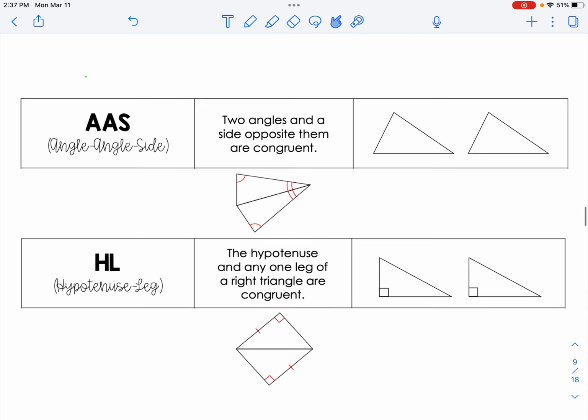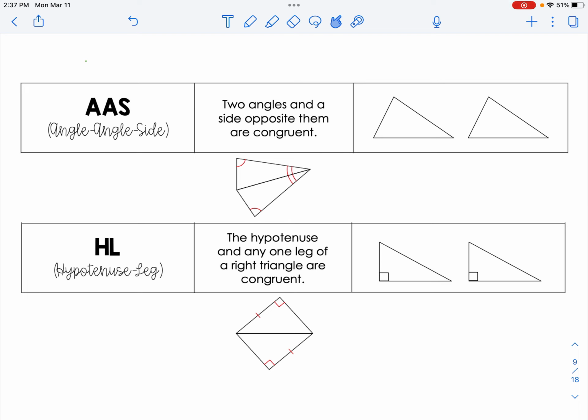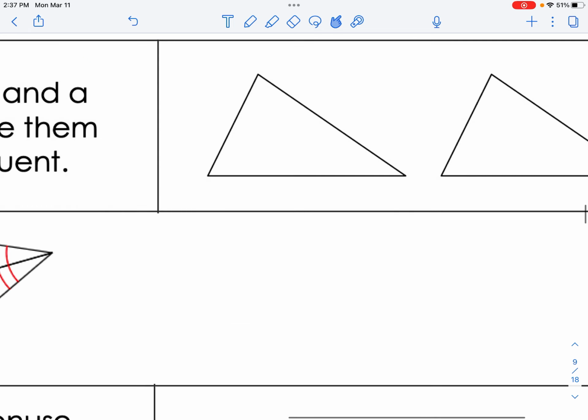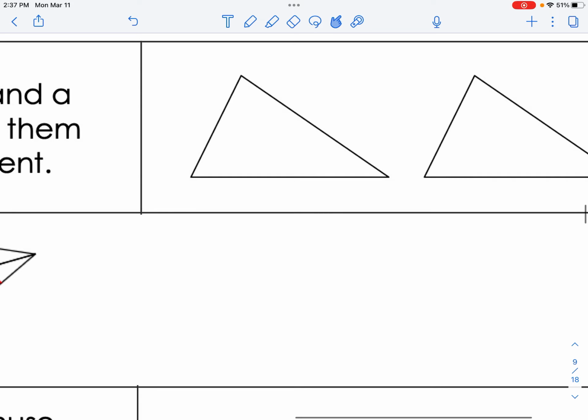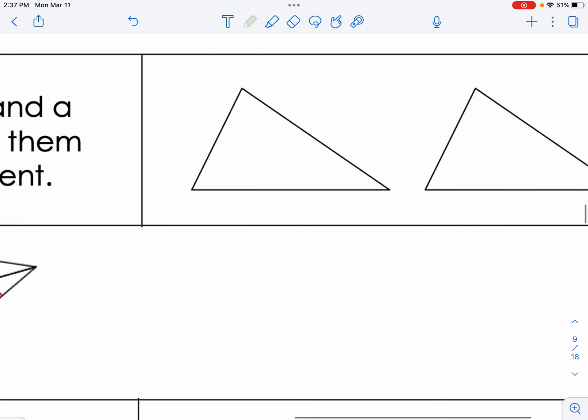The last two are angle, angle, side. So angle, angle, and then side. So that's two angles and the side opposite them are congruent. So as long as the side's not inside the two angles, then you're good. So angle, angle, side would be like, let's say, angle, angle, and then side, the next one. So angle, angle, side.